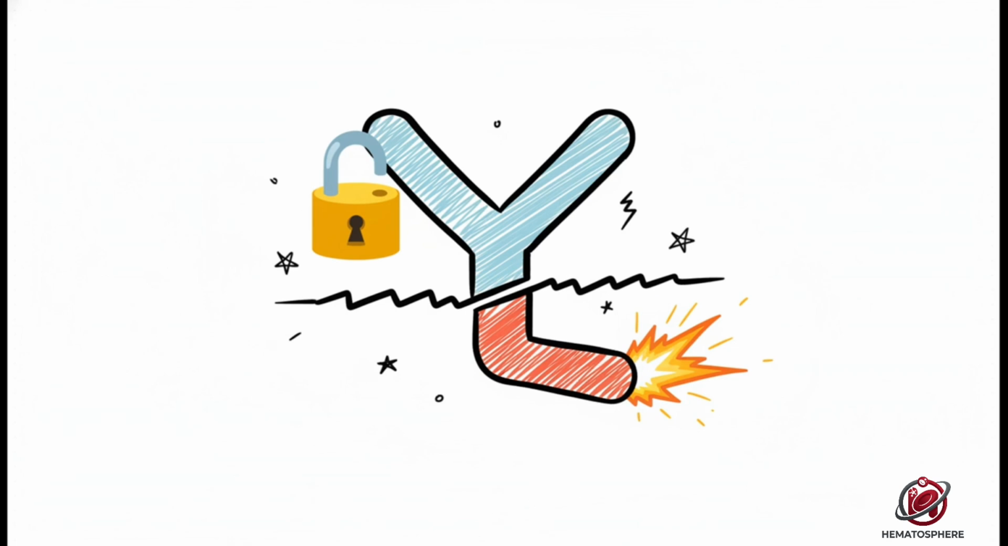On one side, we have the variable region, or the Fab fragment. You can think of this as the custom-fit lock. It contains the specific antigen binding site that perfectly matches a unique target on a cancer cell. On the other side is the constant region, or Fc fragment. Think of this as the distress flare. Once that Fab lock finds and binds to its target, the Fc flare goes up. And that flare is vital because it calls in passing macrophages and alerts the entire complement system to bring the heavy artillery right to the tumor's doorstep.